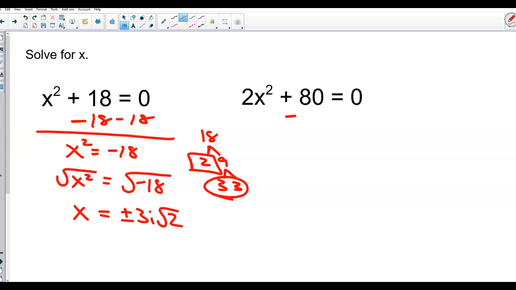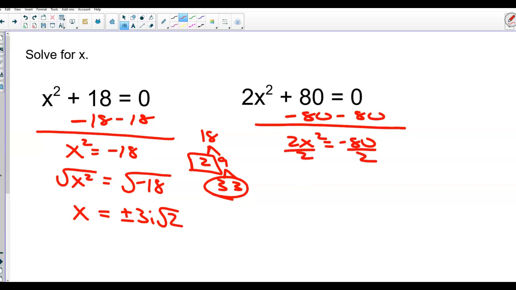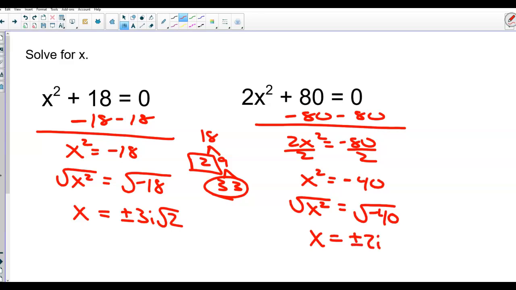The second one, I'm going to get that x squared alone as well. We're subtracting 80 on both sides. 2x squared equals a negative 80. We divide by 2, and my x squared equals a negative 40. To solve for the x, I've got to take the square root of x squared. Means I'm taking the square root of negative 40. The square root of x squared is x. The square root of negative 40 is plus or minus 2i root 10.